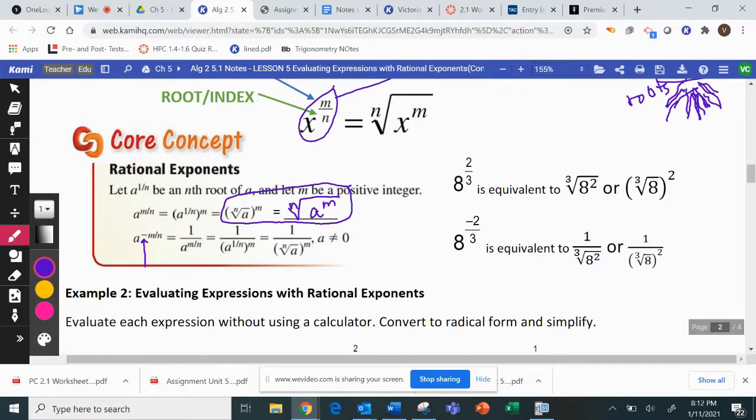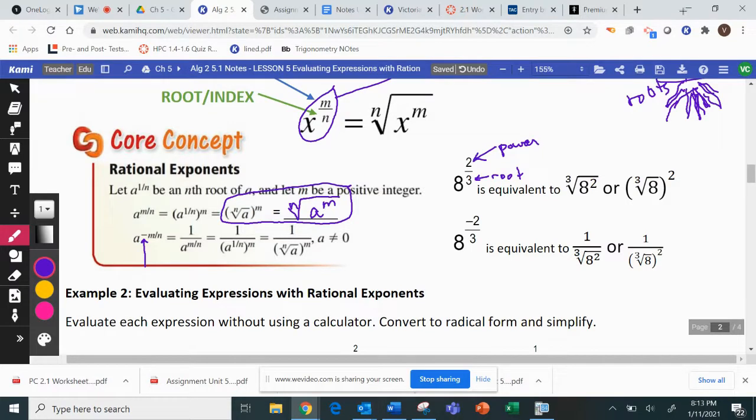Here's an example with numbers in it. 8 to the 2/3 is equal to the cube root of 8 squared. So remember, this is root. They grow in the ground. This is power up top, like power lines. So we've got 8 to the power of 2, and we've got the third root.